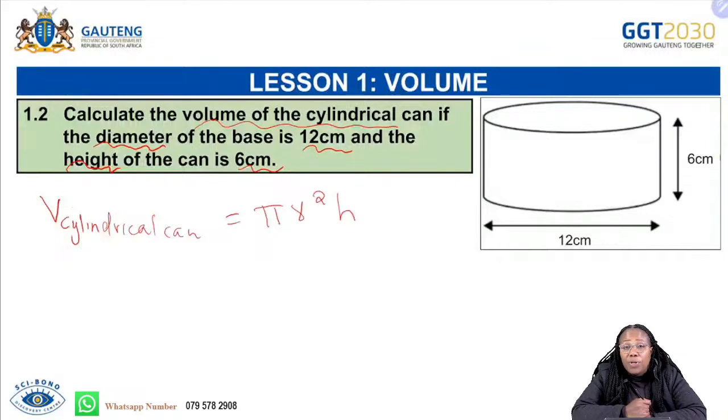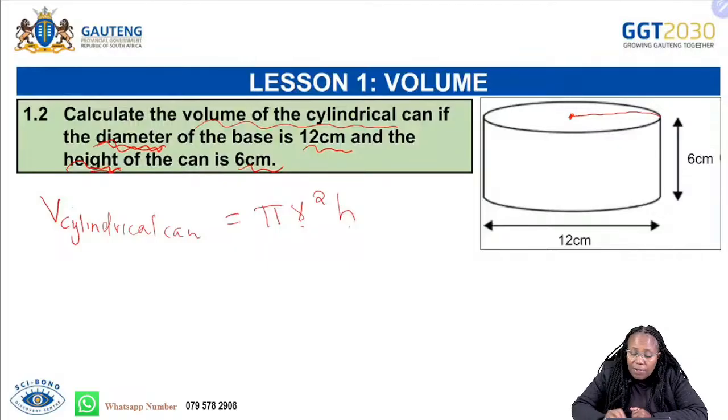Can you see the importance of your formula, grade 12? But if you look at this, we need a radius and a height. We do have a height, but we don't have a radius. But fortunately, we are given a diameter. Remember, a diameter is formed of 2 radii. A radius is a line from the center to the circumference of a circle.